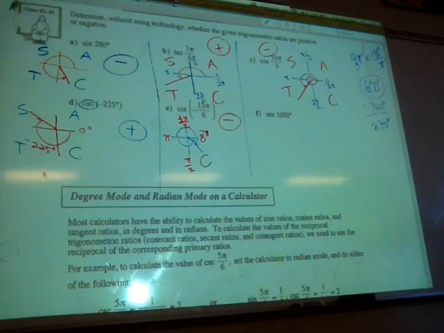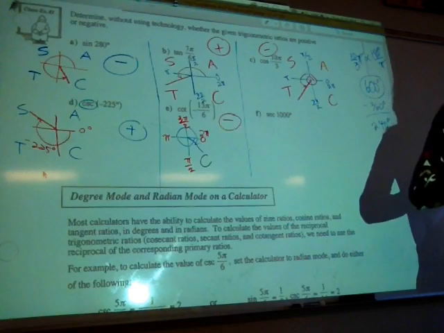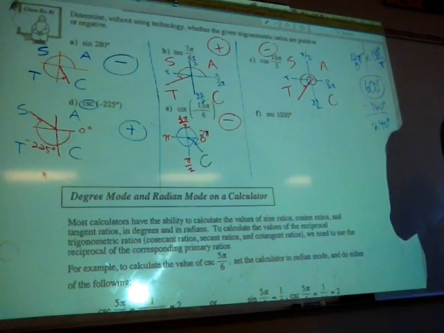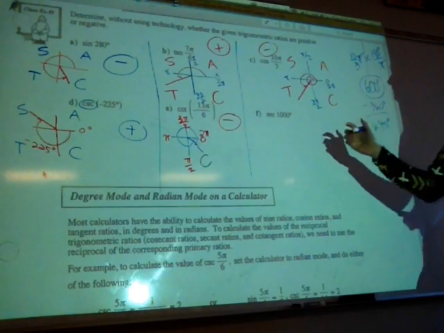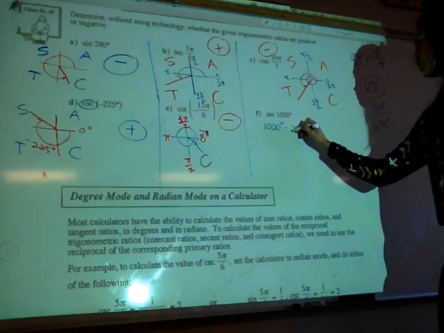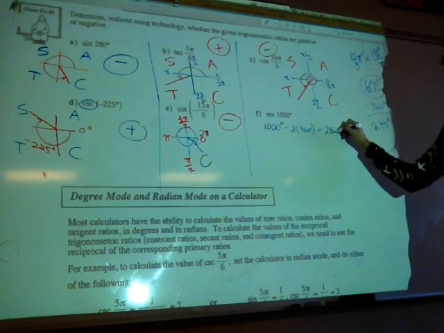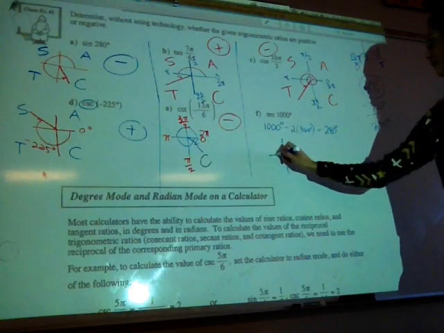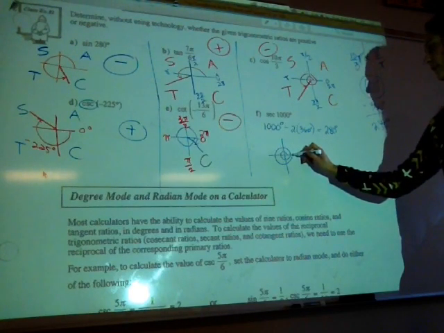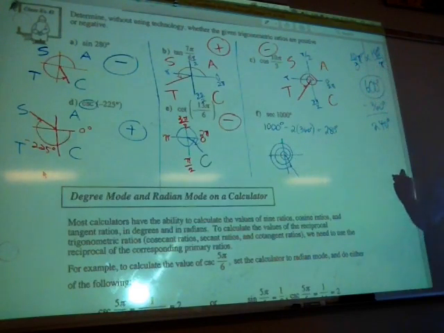Secant, 1,000. How many times are we going around? Almost 3 times, okay. So if you took away 2 rotations, what angle would you get? So 1,000 minus 2 rotations, you got 280, okay? So we're going around 360, 720 plus 280, terminating in quadrant 4.